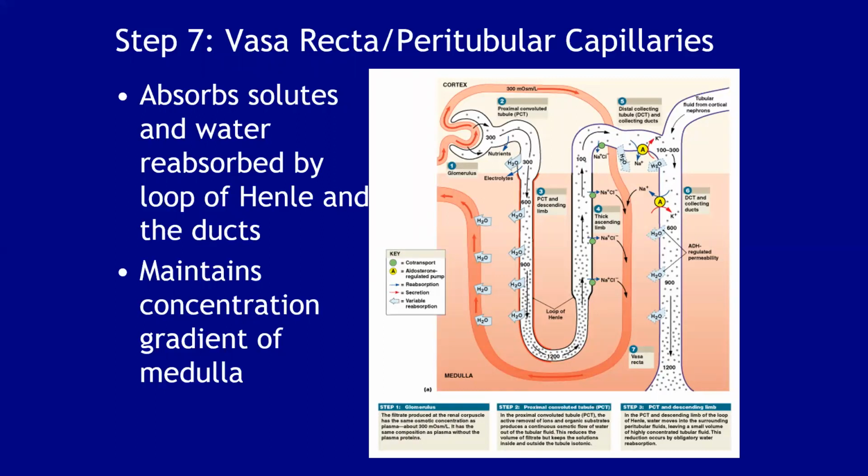So now we get to the vasa recta. Remember, the vasa recta is the part of the peritubular capillaries that actually go around the loop of Henle. So it's really okay to use them interchangeably. You just know that these are the capillaries that surround the nephron and the collecting tubes. So their job is to absorb the substances that have been released, and it maintains the concentration gradient that is necessary for homeostasis in the medulla.